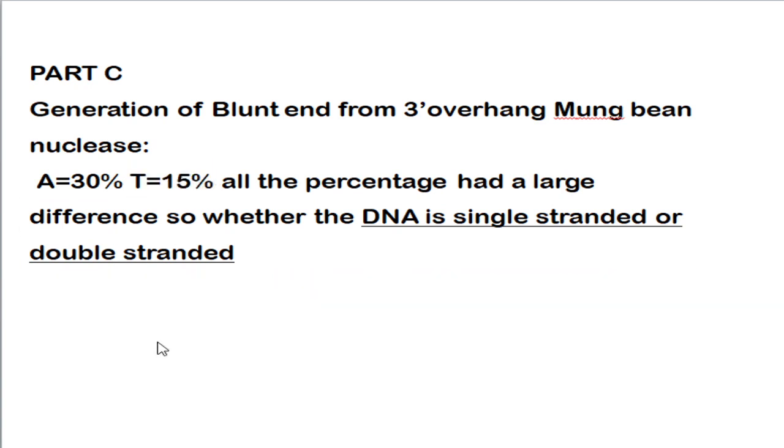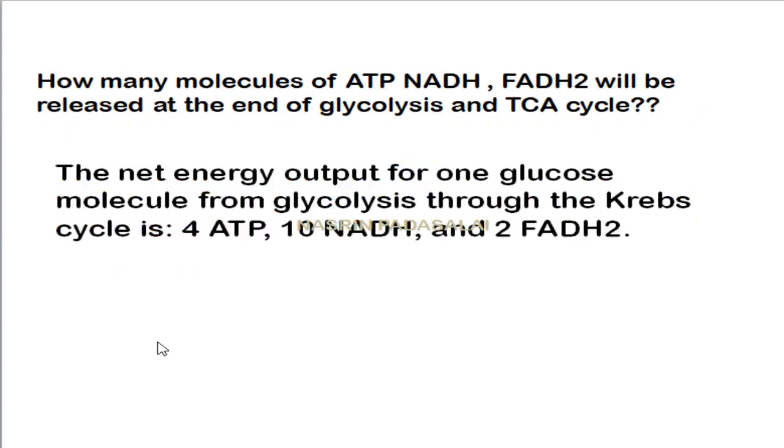So this is applicable only to single stranded DNA, because in double stranded DNA, adenine will be pairing with thymine with a 2 bond. So there will be equal proportions of adenine and thymine.